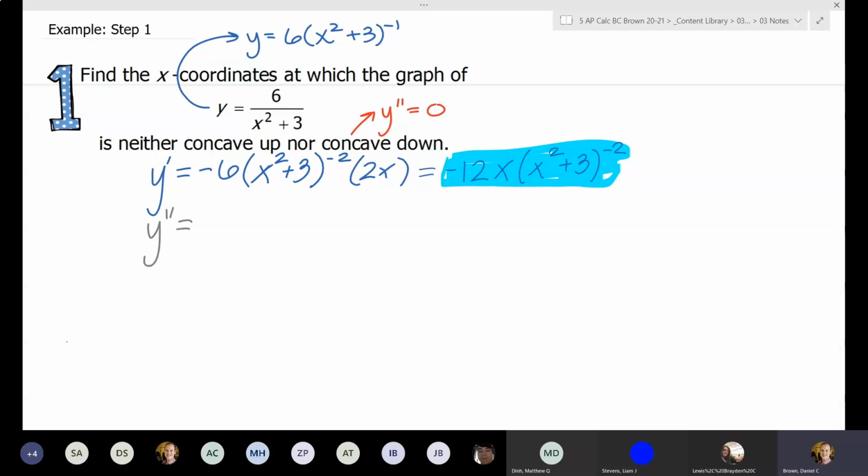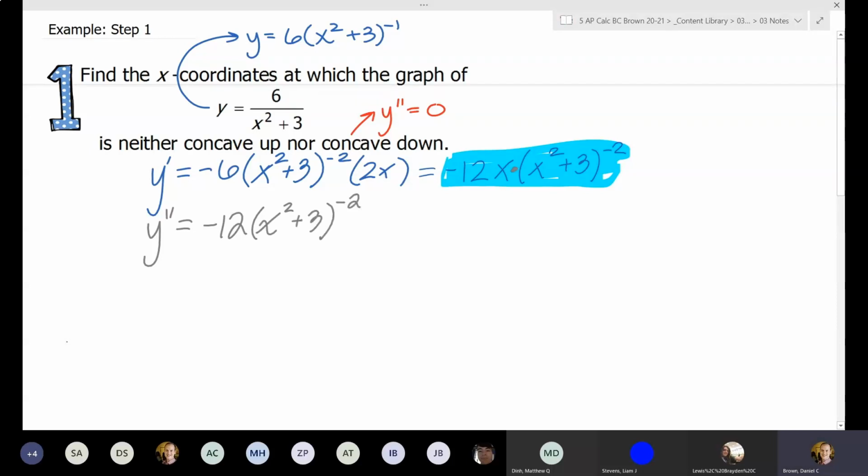If I'm finding my second derivative, I am going to have to use the product rule because there are x's in both of those being multiplied. It's not a constant multiple. So if I'm taking the derivative, I have the derivative of -12x, which is just -12. Then I have the second piece that I can bring across.